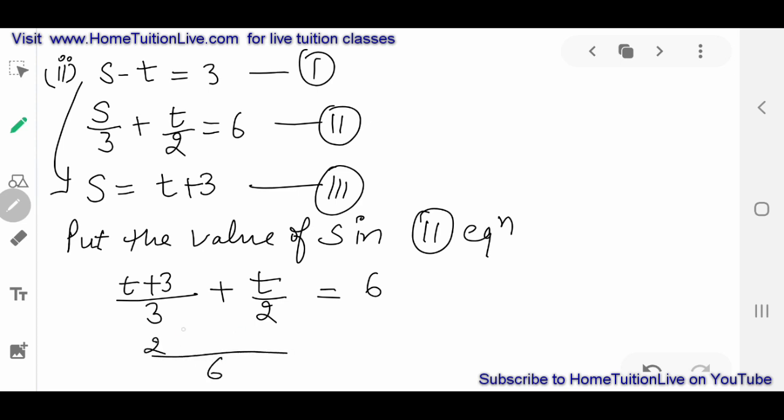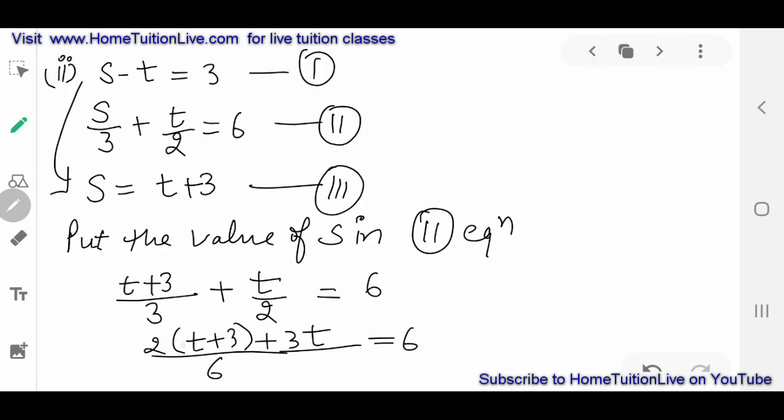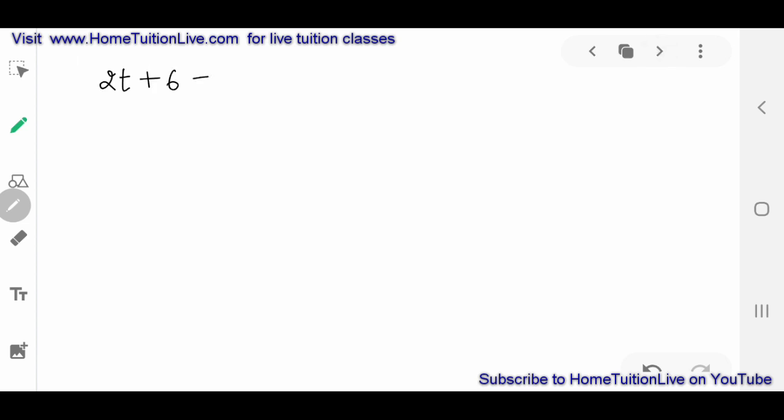Now 2 into (t plus 3) plus 3t is equal to 6. Now we will solve it. Now open the bracket. This time this is 2t plus 6, 2t plus 6 plus 3t, divided by 6 equals 6.